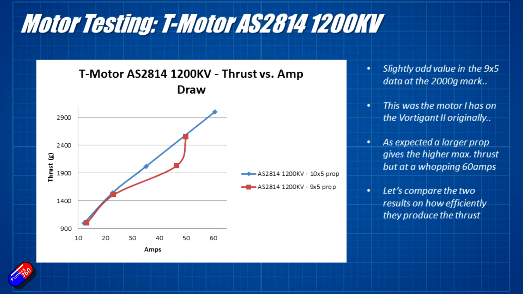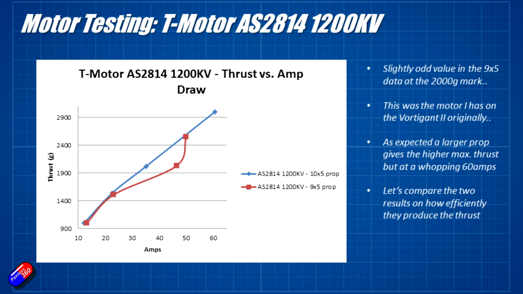These are the two plots, again amps along the bottom, thrust along the top. So ideally we want a trace that is further to the left than to the right, because that is probably going to be more efficient. And this time we can see that the 10x5 inch prop gives us much more maximum thrust. So at full tilt, the 10x5 inch prop is giving us 3 kilograms of thrust, but it's using a whopping 60.5 amps to do it.